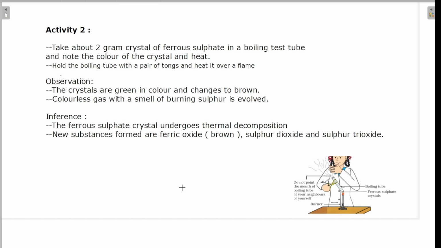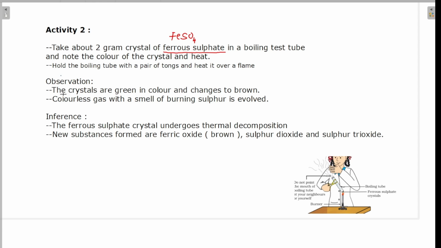Let us see one more example for thermal decomposition reaction, that is thermal decomposition of ferrous sulfate. The chemical formula for ferrous sulfate is FeSO4. See the activity here. Take about 2 gram crystals of ferrous sulfate in a boiling test tube and note the color of the crystals and heat. Hold the boiling tube with a pair of tongs and heat it over a flame. In this test tube, we are going to take the ferrous sulfate crystals, which are green in color. Once we start heating these crystals, we are going to make the observations.